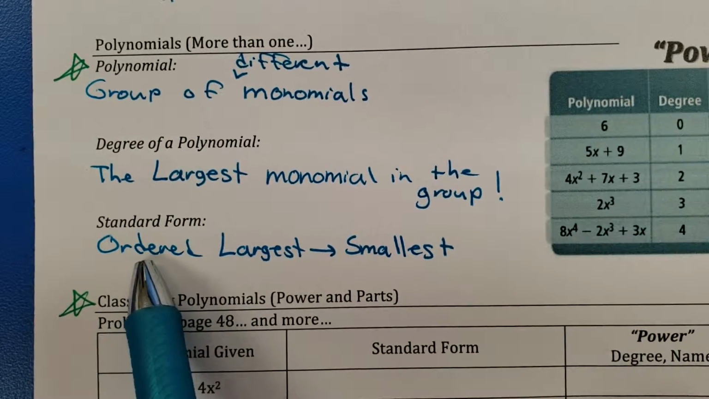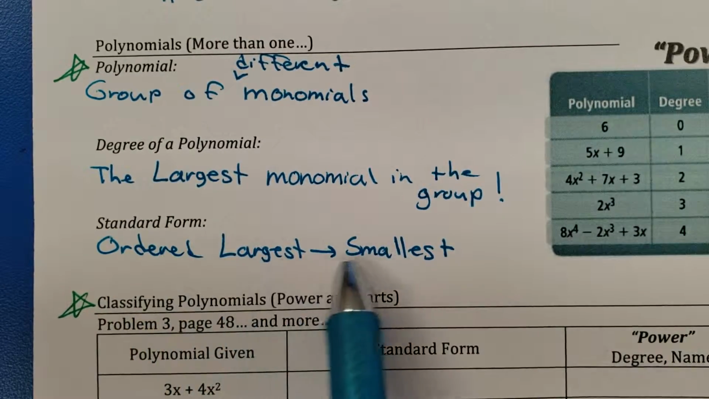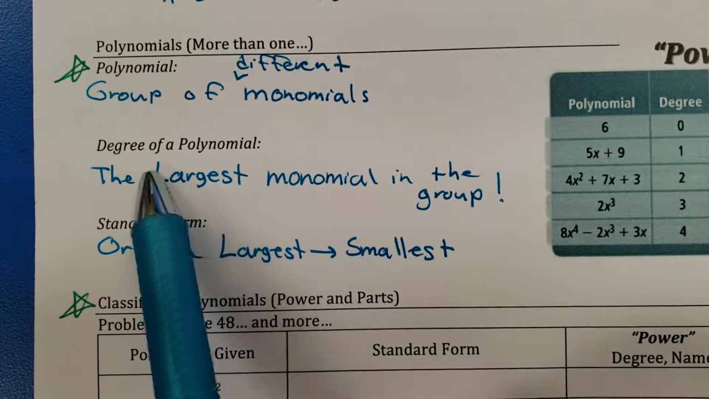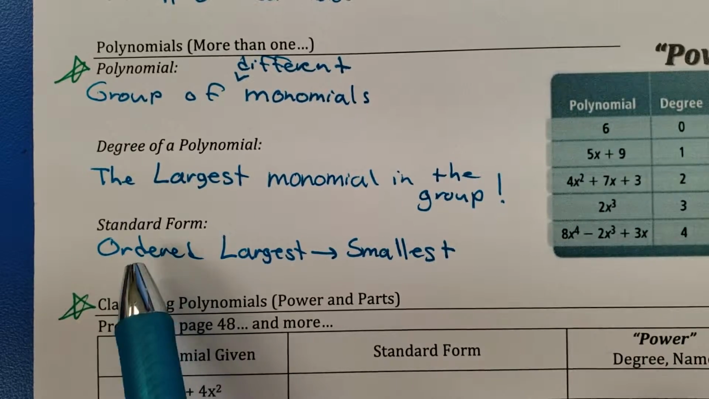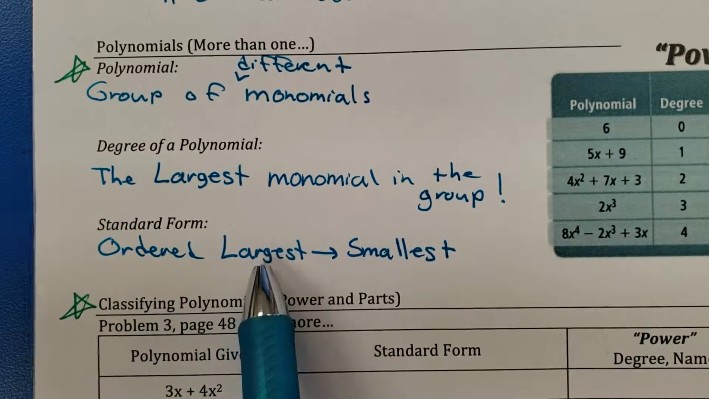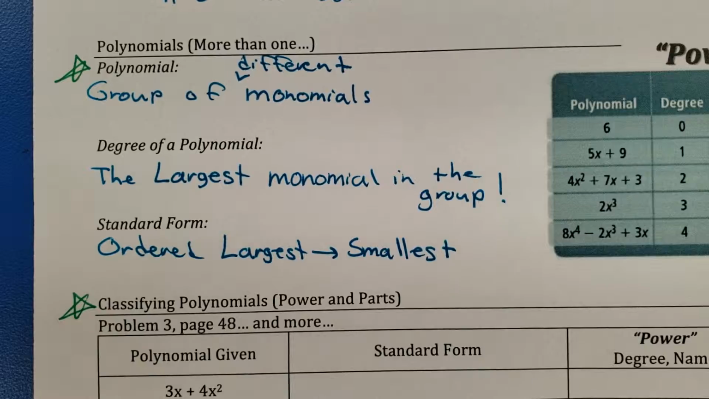Standard form is just lining them up. Most variables to least variable. So when you find the degree of the polynomial, it's often going to be the first one when it's in standard form. Order them largest to smallest in terms of the number of variables.